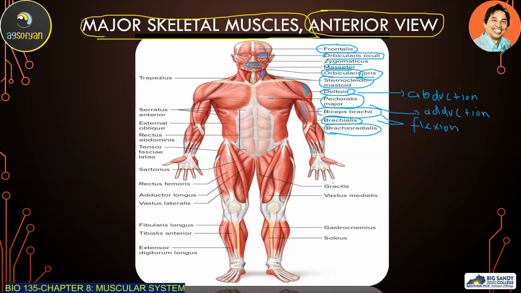Let's see, this is gracilis, vastus medialis. So this is part of the thigh muscles, quadriceps femoris. Usually when we contract this muscle, it will extend our knee. So this is usually for extension of the knee.